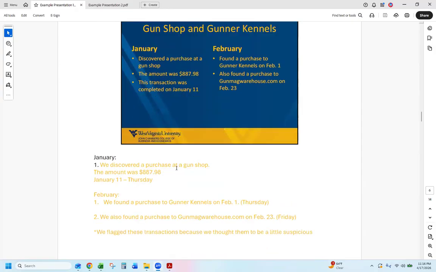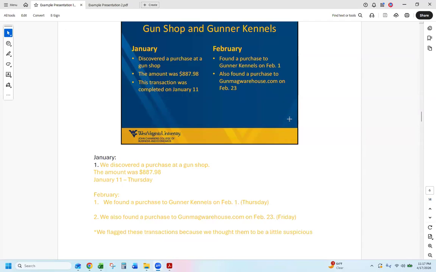Now, it says they flagged these transactions because they thought them to be a little bit suspicious. I had students one time that had flagged a transaction at a gun store, but when they looked at the entity, they saw it was a police department. Well, that probably makes sense. The police department may have a purchase at a gun store. They still flagged it because it was something found, but they also said, hey, this is probably okay because it's a police station.